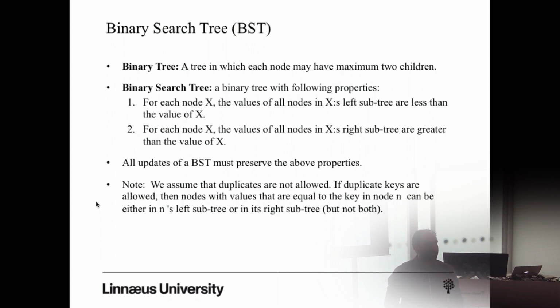The rule for the binary search tree is that for every node, all the values that are lower than the value on that node will be assigned to the left side, in the left subtree, and the values which are greater than the node itself will be assigned on the right side of that node. So simply, a binary tree with the following property: for each node x, the values of all nodes in x's left subtree are less than the value of x.